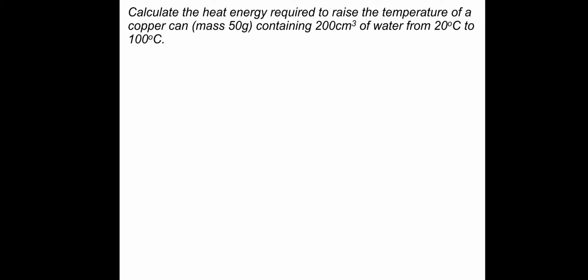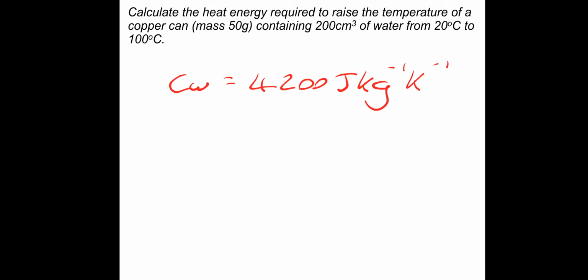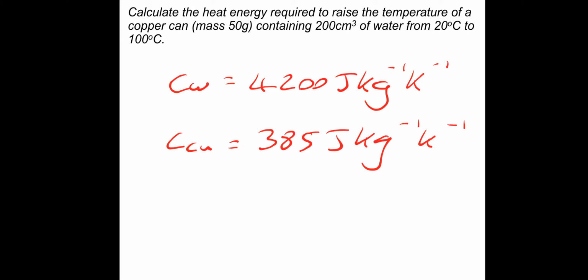So the starter question. A couple of things that I want to remind you of, in case you haven't got them written down, is the specific heat capacity of water, which is 4,200 joules per kilogram per Kelvin, or per degree, same thing. Same thing by incremental change. A 1 degree Celsius change is the same as a 1 Kelvin change. And the specific heat capacity of copper, which is 385 joules per kilogram per Kelvin.